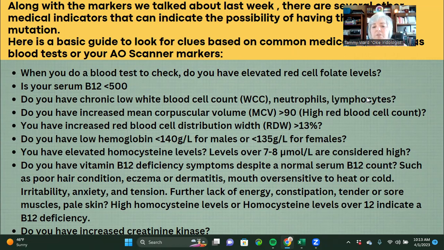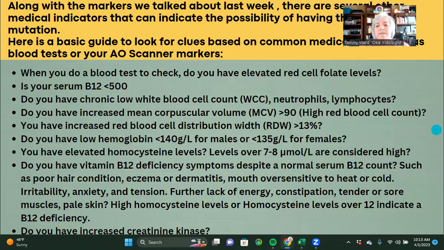You have elevated homocysteine levels. Levels over 7 to 8 are considered high. Do you have vitamin B12 deficiency symptoms despite a normal serum B12 count, such as poor health, hair condition, eczema, dermatitis, mouth oversensitive to heat or cold, irritability, anxiety, and tension, further lack of energy, constipation, tender or sore muscles, pale skin, high homocysteine levels or homocysteine levels over 12 indicate a B12 deficiency. So do you have increased creatine kinase?